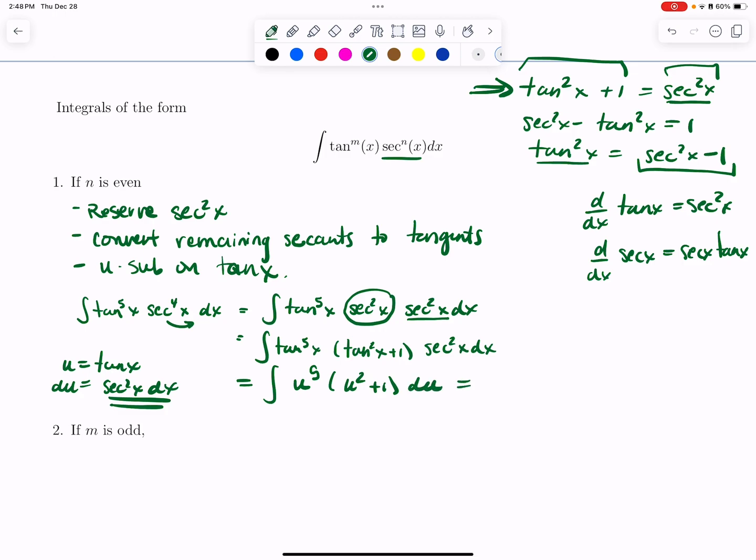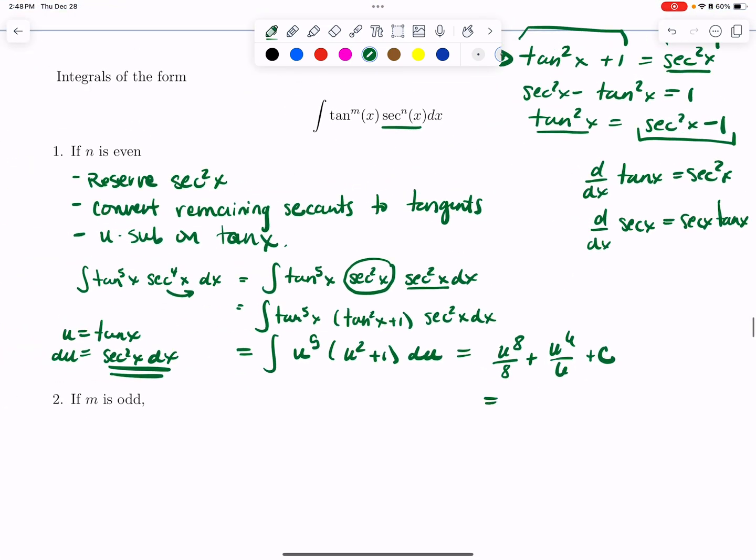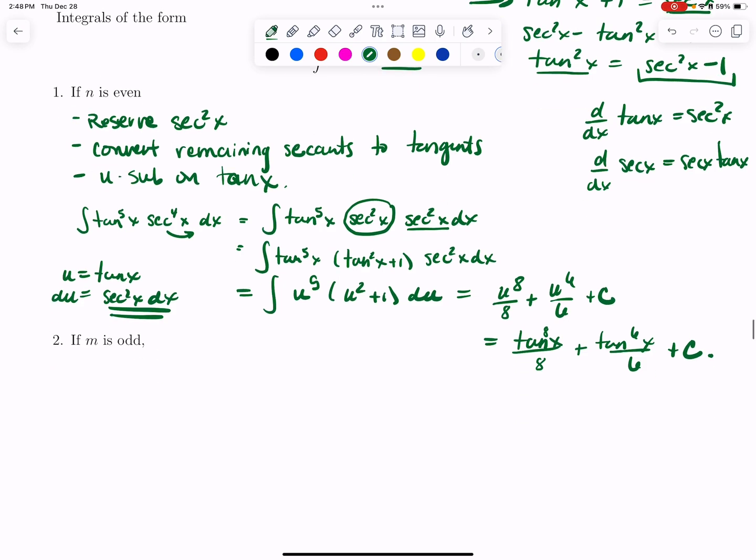That's really u to the 7th, right? So that's u to the 8th over 8, plus that's u to the 5th, so u to the 6th over 6, plus c. And just like before, we always go back to our original variable, which was x, and our u was tangent x. So this is tangent to the 8x over 8, plus tangent to the 6x over 6, plus c. Okay, so that's what we do when we have an even power on secant. Well, and it doesn't matter the power on tangent.